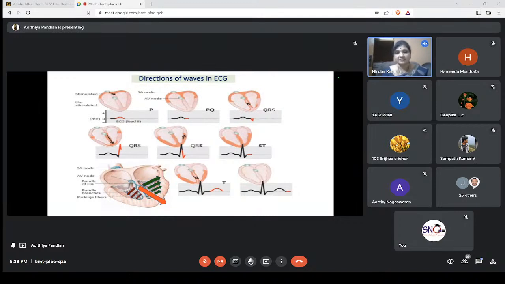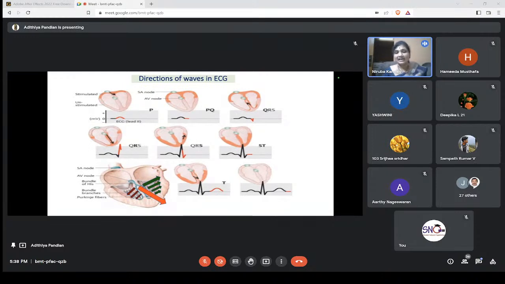So you get a positive deflection. But what about this Q wave? Q wave is the septal depolarization. That is the intraventricular septum. Always the septum gets depolarized from the left side to the right side. So you can see the red arrows, which are away from the vector. So you only get a Q wave as a negative deflection.